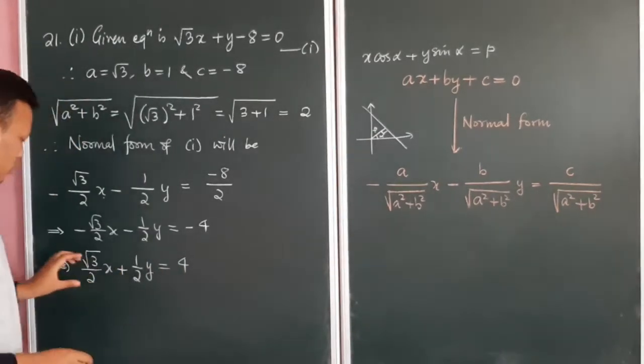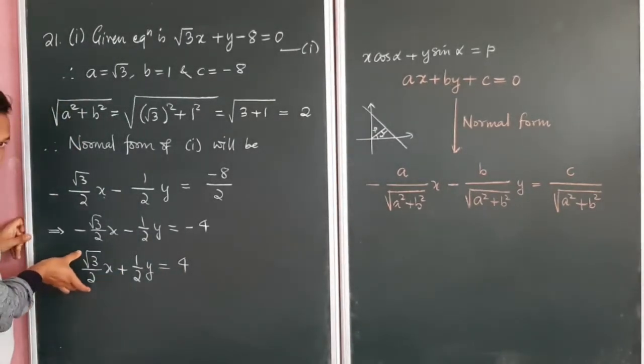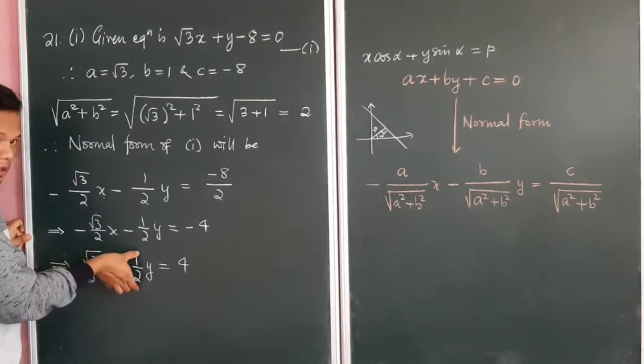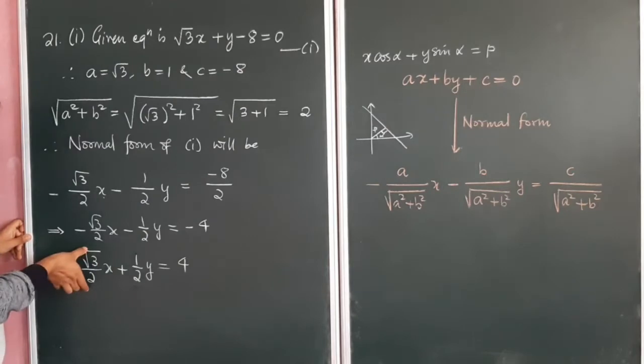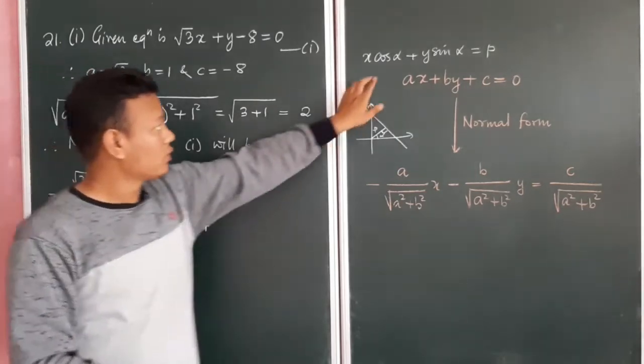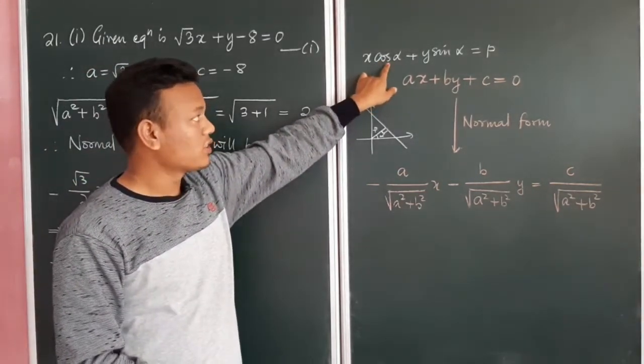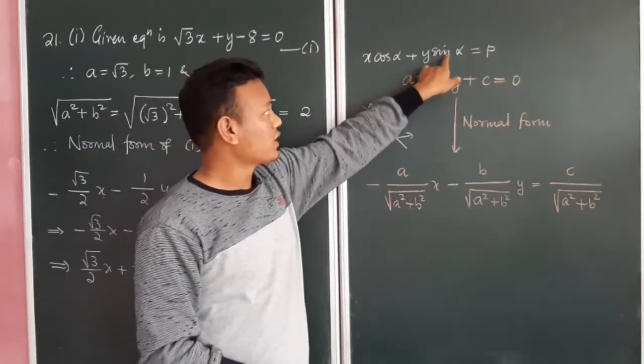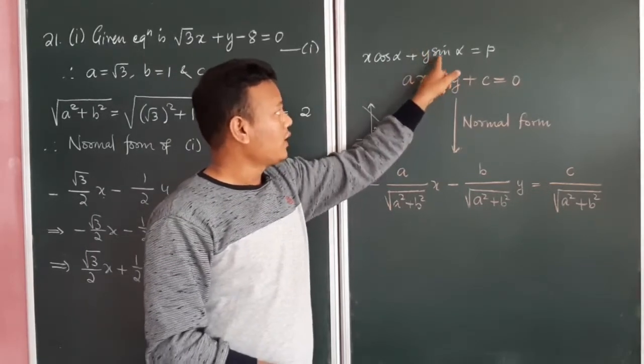Now see here carefully, we have got root 3 by 2, and here we have got half. So this is my cos alpha, and this is going to be my sin alpha, remember. The number attached to x is cos alpha, and the number attached to y is sin alpha.